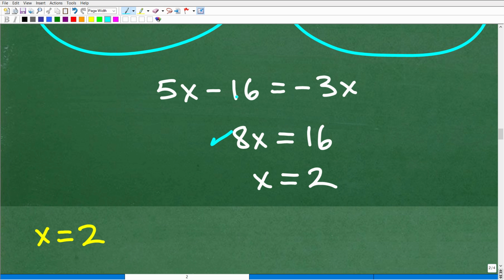I get 8x. I'll move that 16 over here, divide both sides of the equation by 8, and x is equal to 2. Okay, so that's how we got our answer.